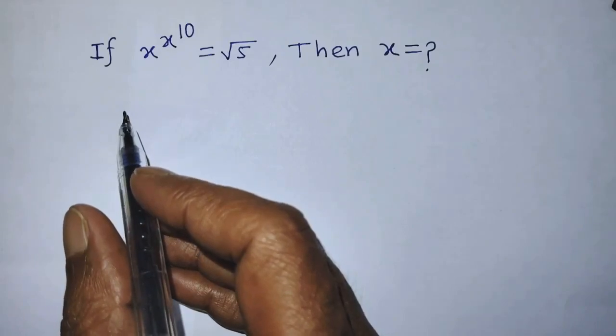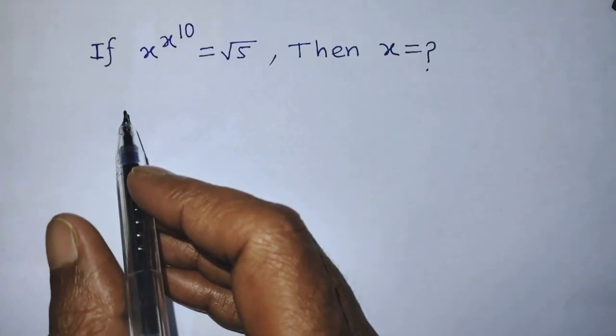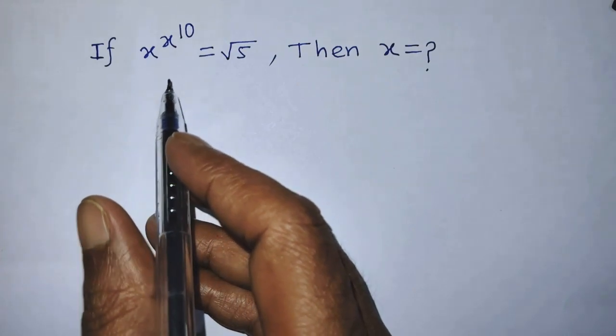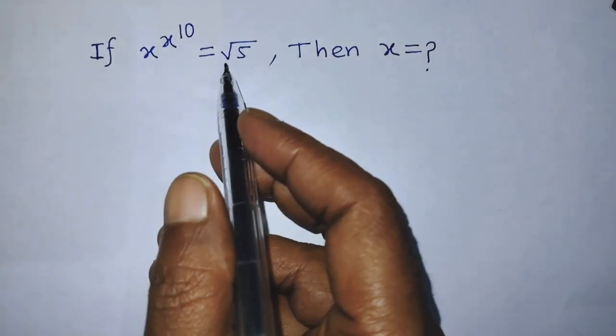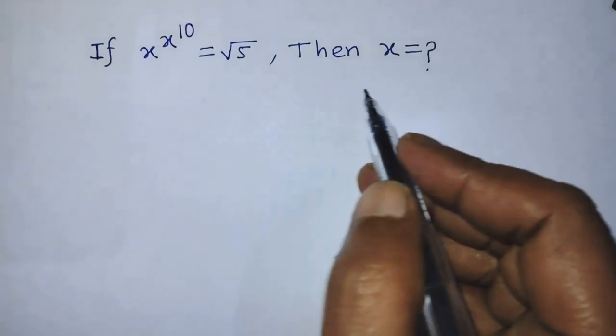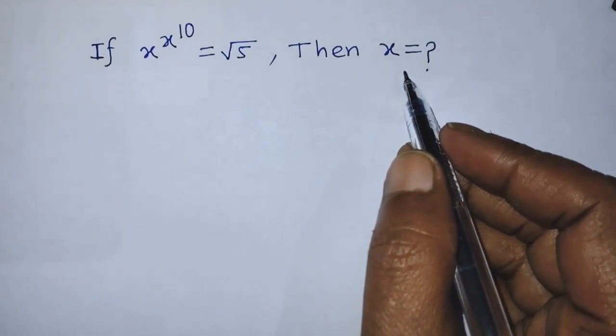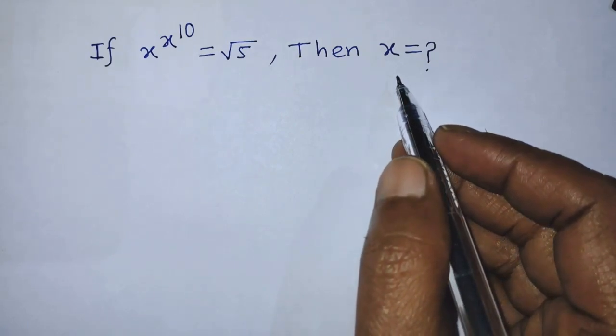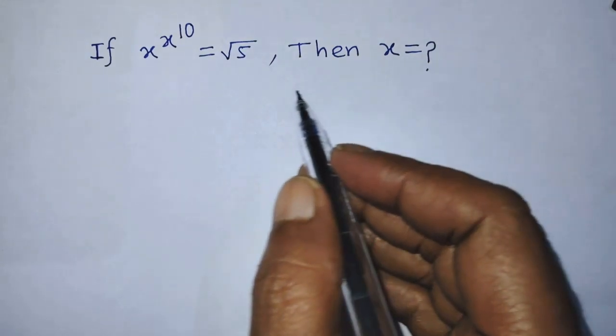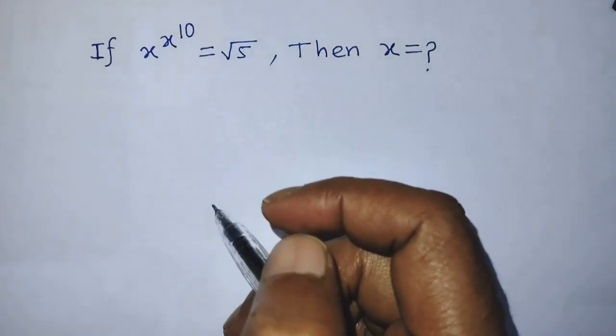Hello guys, you are welcome to solve this math problem, which is: if x raised to the power x to the power 10 is equal to square root of 5, then find the value of x. So student, today in this video I am telling you how to find the value of x from this equation.